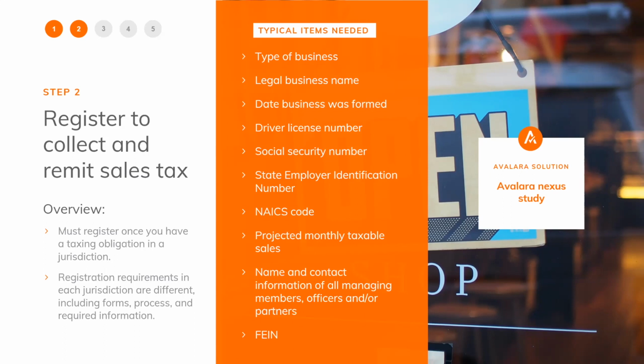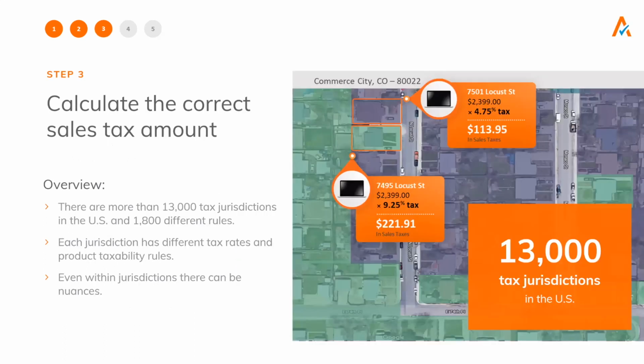But of course, once you do get registered, at that point, it's time to start calculating the right rate. And in the US, you think of the states as, hey, we have 50 states, so there's probably 50 different taxing jurisdictions. But unfortunately, there's many more than that.